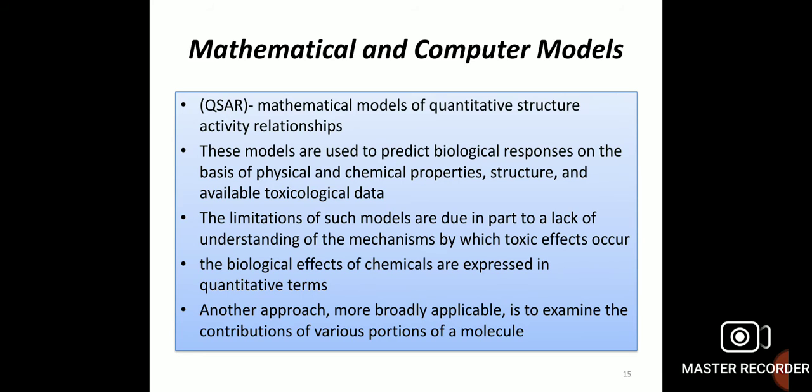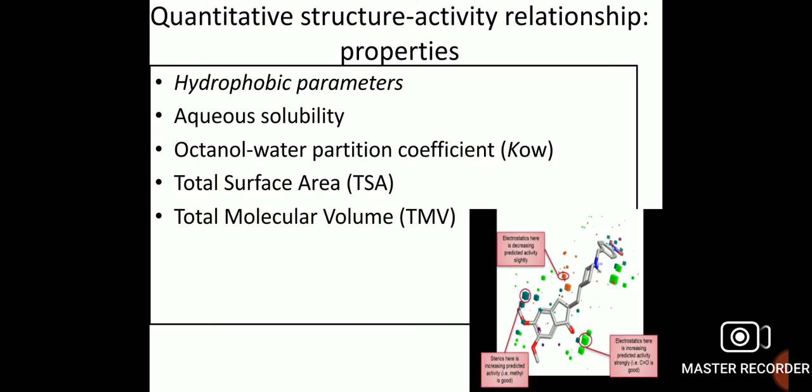Next, the biological effects of chemicals are expressed in quantitative terms. Another, more broadly applicable approach is to examine the contributions of various portions of a molecule. Next are quantitative structure-activity relationship properties. What properties do you need to consider for the compound? Hydrophobic parameters, because the more hydrophobic the drug is, the more it will penetrate, and it will be responsible for either toxicity or pharmacologic effects. So we need to understand all these parameters: aqueous solubility, octanol-water partition coefficient, total surface area, total molecular volume, and many more.